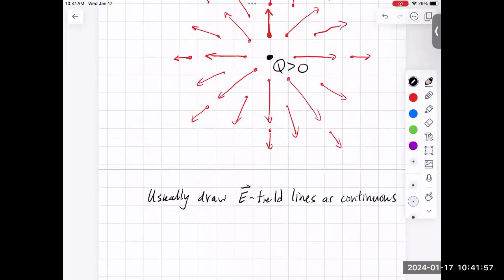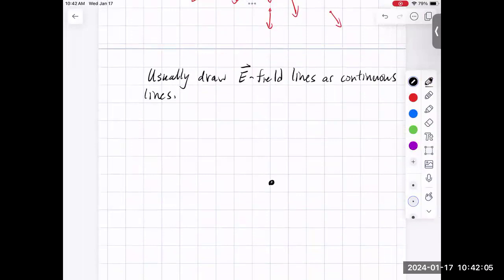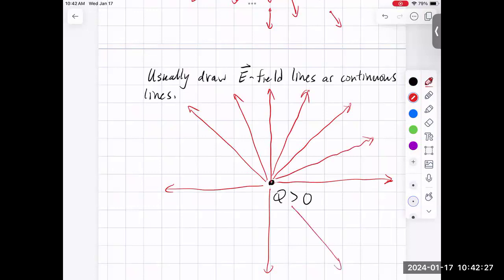Continuous lines. So let me show you what it looks like, and then we'll figure out how to interpret this picture. I'll draw the same point charge, capital Q, and I'll make it positive. Usually the electric field would be drawn like this. They don't draw short little vectors with tails at every point in space. They draw continuous lines coming from the point charge itself. And it would look something like this for a positive point charge.